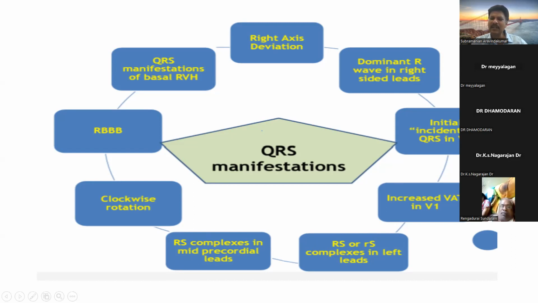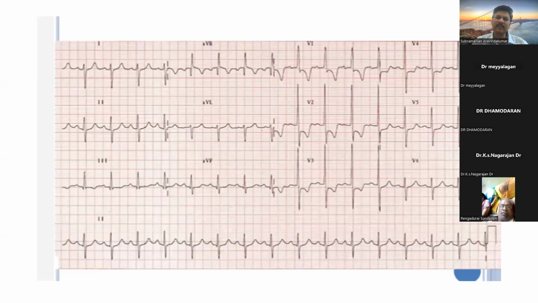And increased ventricular activation time in V1, dominant R wave in right-sided leads. And because the right ventricle is the dominant ventricle, it is hypertrophied, there is a right axis deviation. That could be part of it. Right bundle branch block can also happen, and the axis can show clockwise rotation. The transition zone will be earlier, as well as the axis will be on the right side. We'll see from the ECG. I'll make it much simpler.